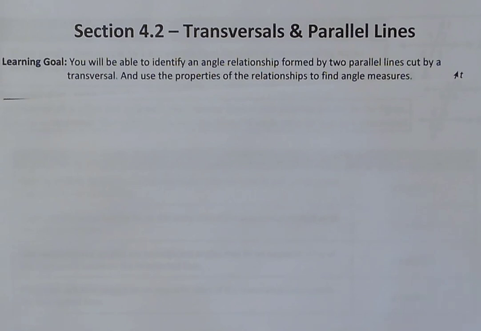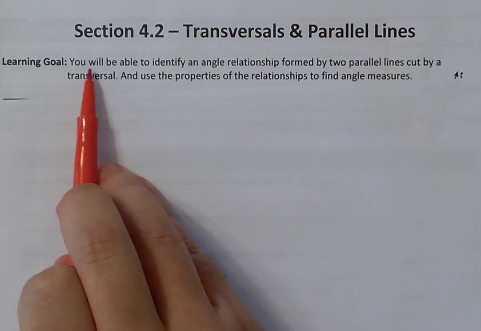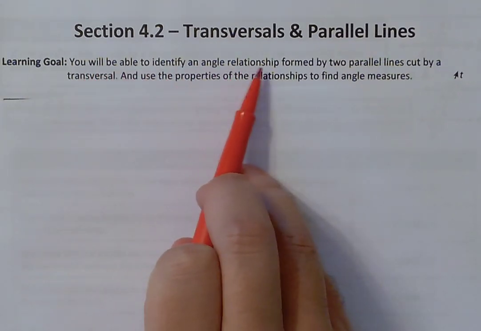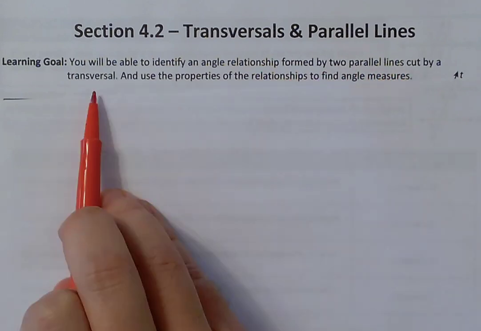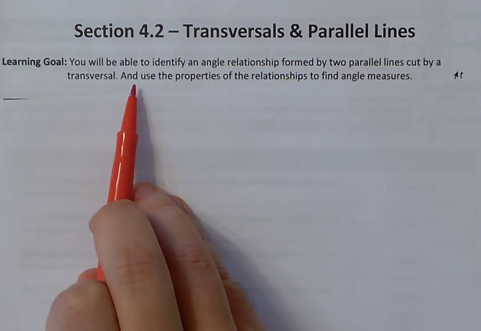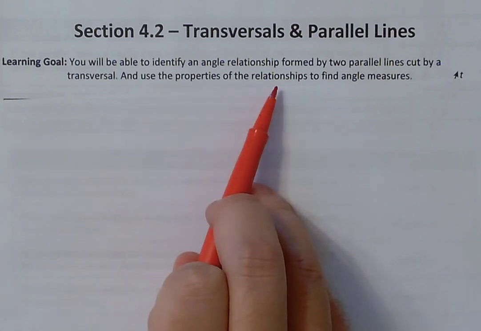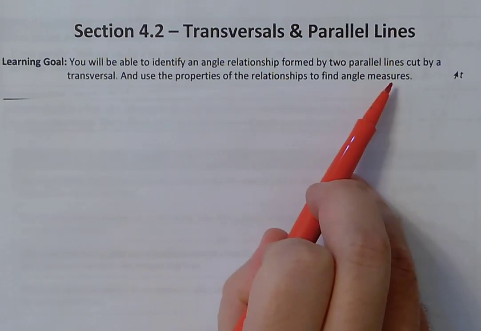For today's lesson, we're going to be taking a look at section 4.2, which is going to deal with transversals and parallel lines. Now, for today's lesson, we have one learning goal, and our learning goal for today is that you will be able to identify an angle relationship formed by two parallel lines cut by a transversal, and use the properties of relationships to find angle measures.